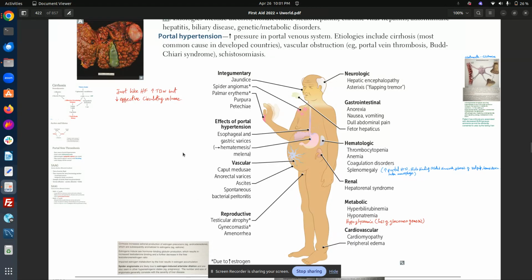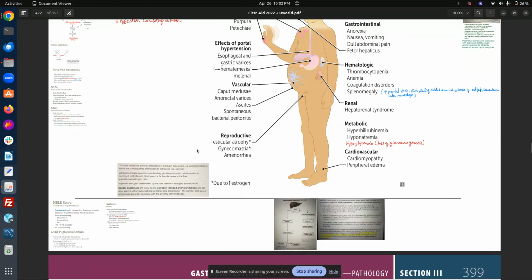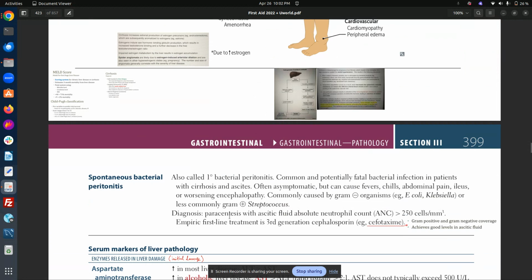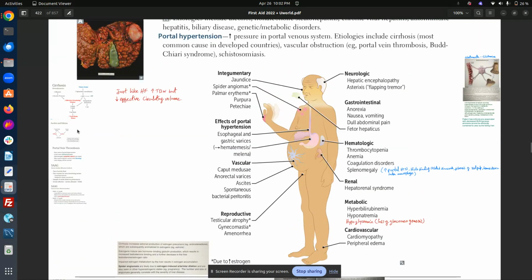Okay, we will talk about all these things in another lecture. We will cover all of these properly. Okay, now before we start SBP, I want to talk about ascites. Okay, because again, ascites is very important.